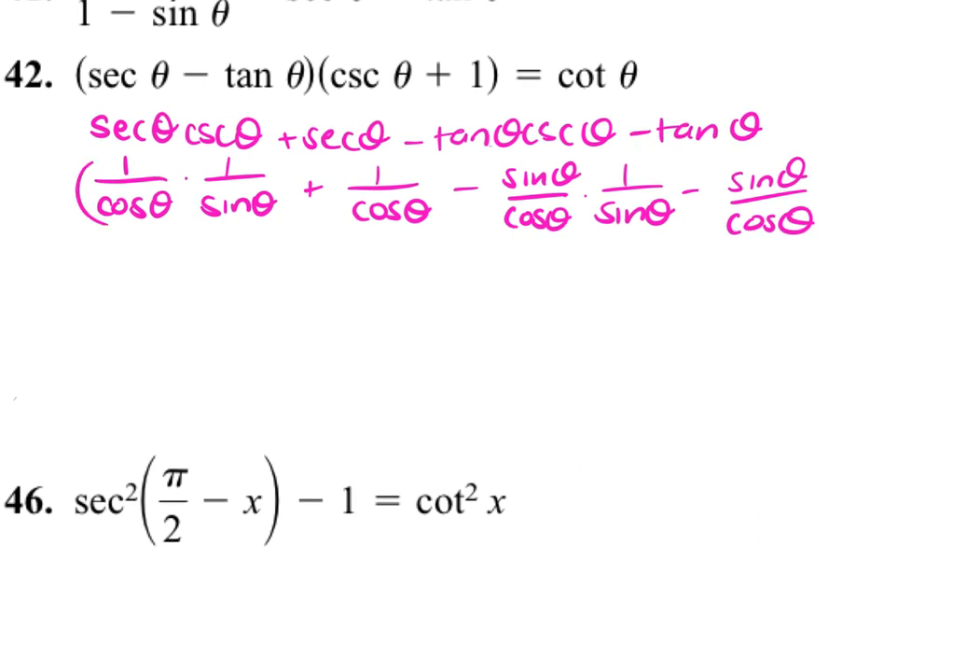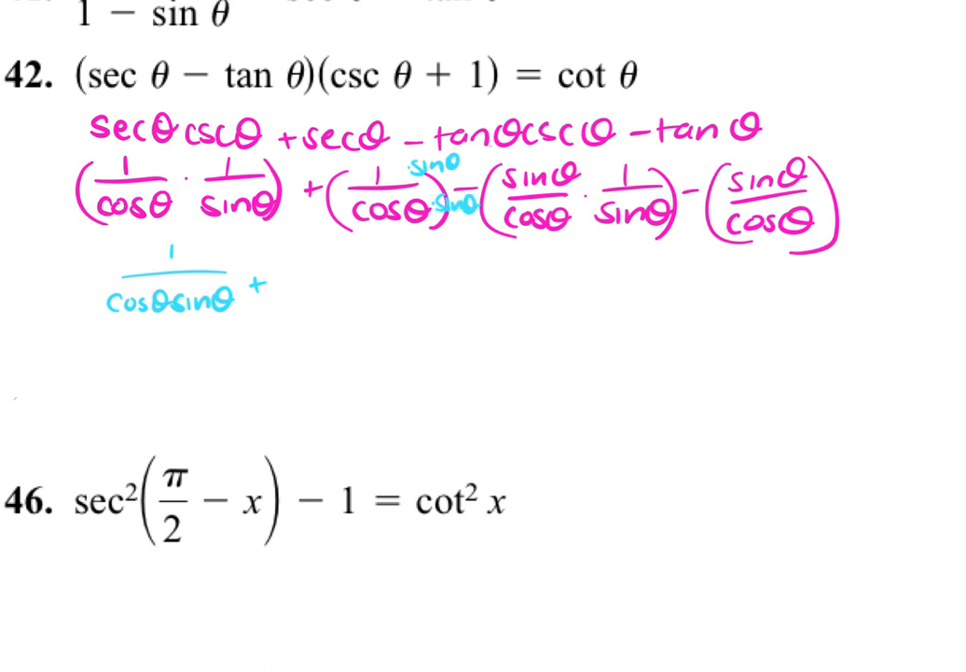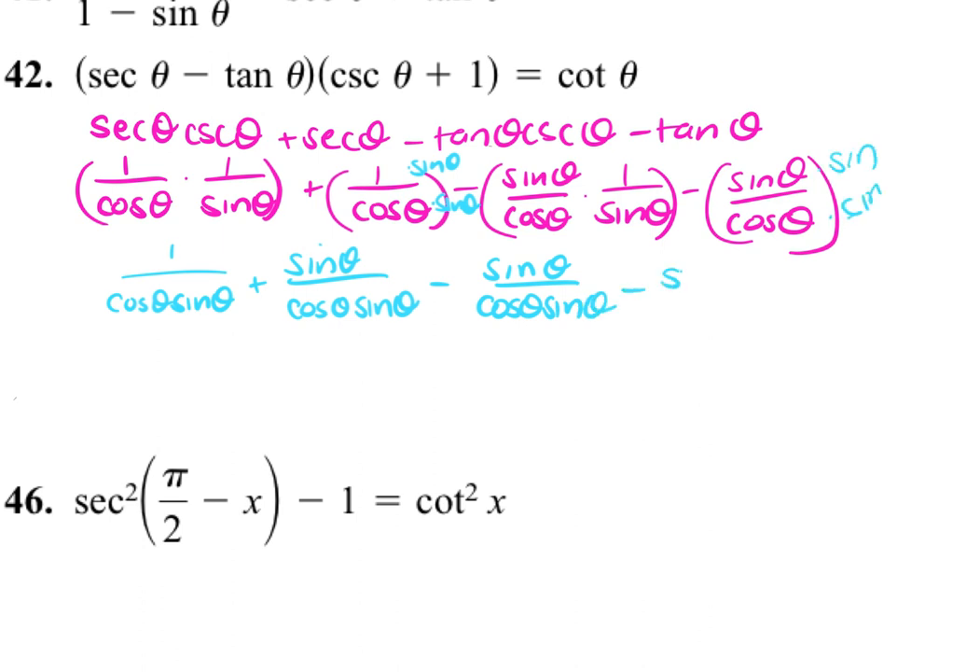So these denominators are close, right? But there's two that are missing a term. So if you want to give them a like denominator, this would be 1 over cosine sine. This one's missing the sine, so it'd be sine over cosine sine. This one, sine over cosine sine. And this one's missing the sine, so it'd be sine squared over cosine sine.